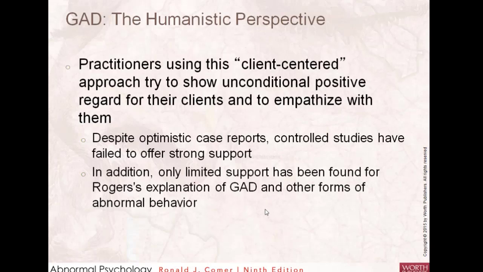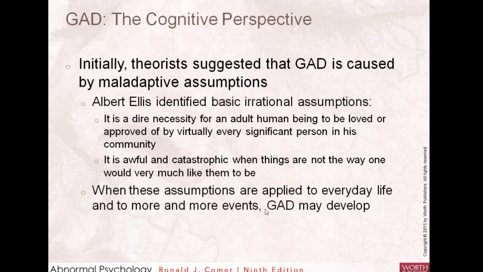There's not a lot of evidence to suggest that it really is conditions of worth that cause generalized anxiety disorder, but you can see how having those kinds of relationships with caregivers could at the very least make these symptoms worse. Alright, so what about a cognitive perspective? Remember that the cognitive perspective says that it's not what happens to you that's the issue, it's the way you think about it. It's the way that you interpret your situation.